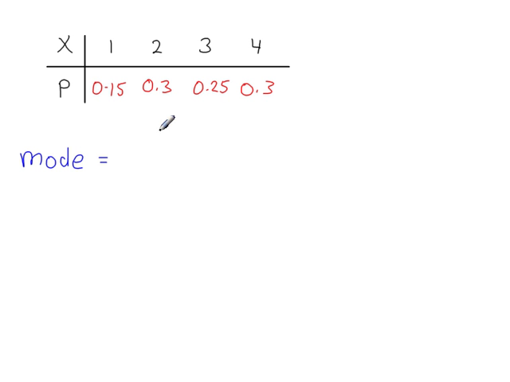What is the mode for this table? Again, look for the highest probability, but there's two of them. Joint highest, 0.3 is there, which means you have two modes, 2 and 4.